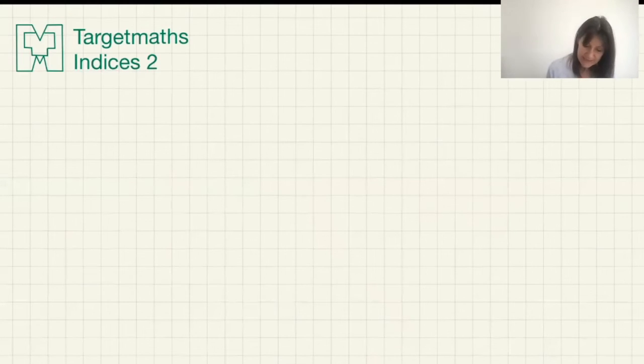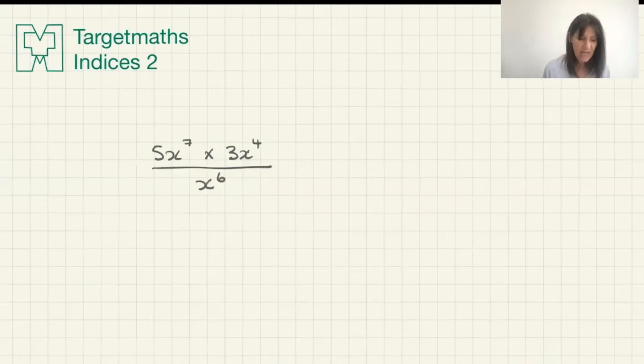So the first one is 5x to the 7 times 3x to the 4 all over x to the 6. And what I want you to do here is have a go right from the off. I want you to think about what you're looking at and what you could try to get to an end result. It doesn't matter if it goes wrong. It's the first time you've seen it, but go for it. You've got nothing to lose.